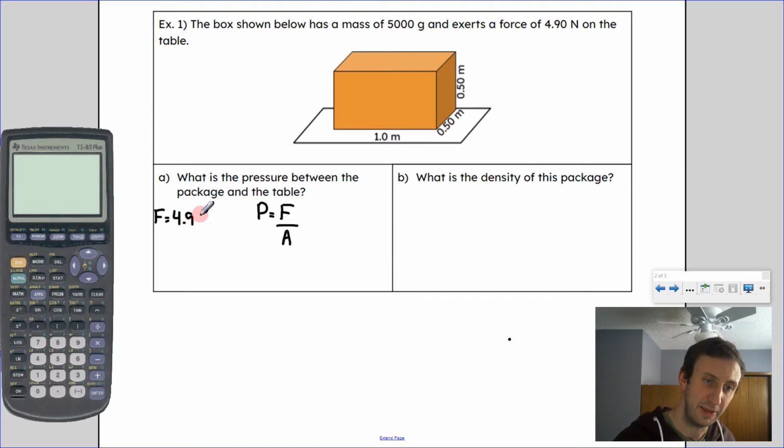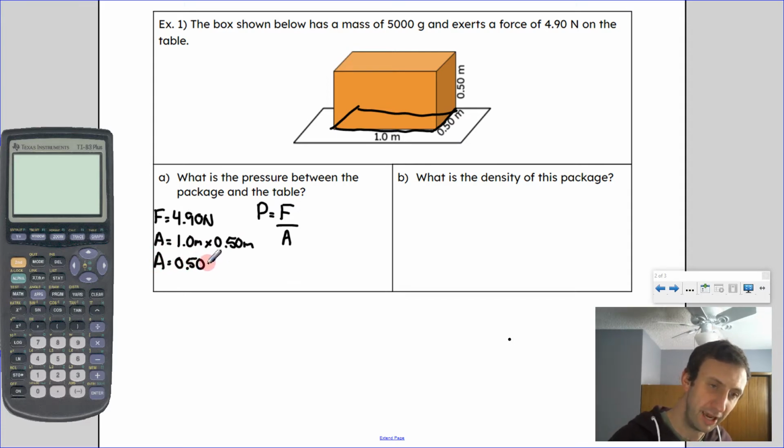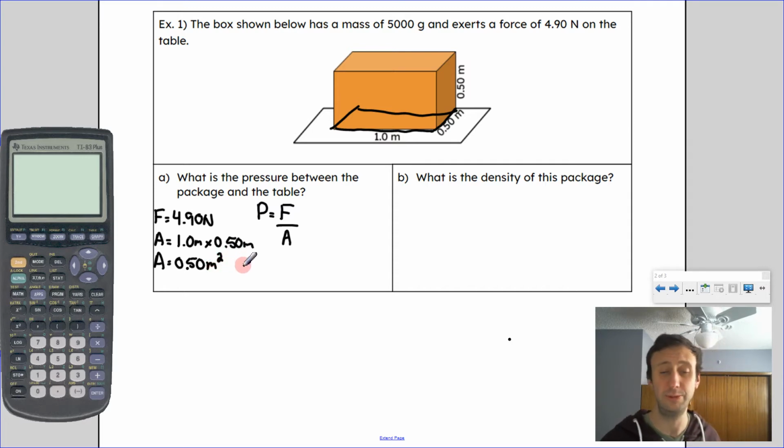I'm given that. The area is a bit trickier because for the area, what I have to do is actually take a look at my box in order to figure that out. So for area, I need to take a look at my length and my depth here, or my width and my depth. Basically, I'm looking at this and this. And if I multiply this number and this number together, then that's solving for me the area of the rectangle that's in contact between this table and the box. So my area is going to be 1.0 meters multiplied by 0.5 meters. 1 times 0.5 is of course just going to be 0.50, but now I have the unit of meters squared, which is the unit I'm using for area.